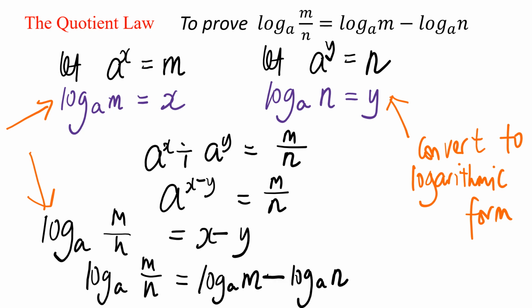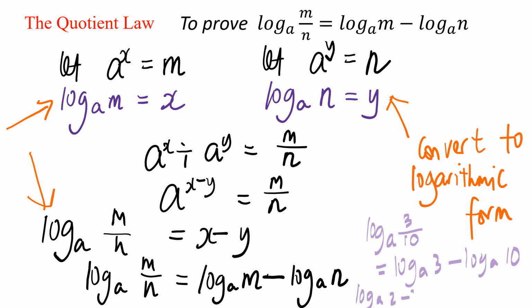Okay, and then you get the answer. So what it means here is, let's have an example. Let's say if you have log base a of 3 divided by 10, you can actually further simplify it as log base a 3 minus log base a 10. Or the other way around, if you are given log base a 2 minus log base a 3, then you can combine them into log base a of 2 divided by 3. Okay, this is what it means.